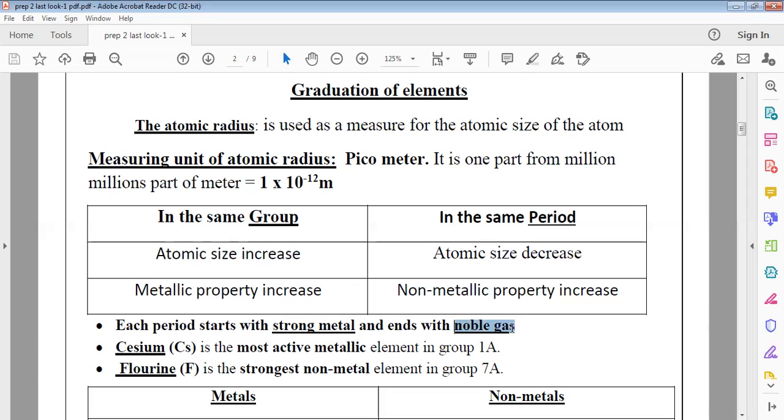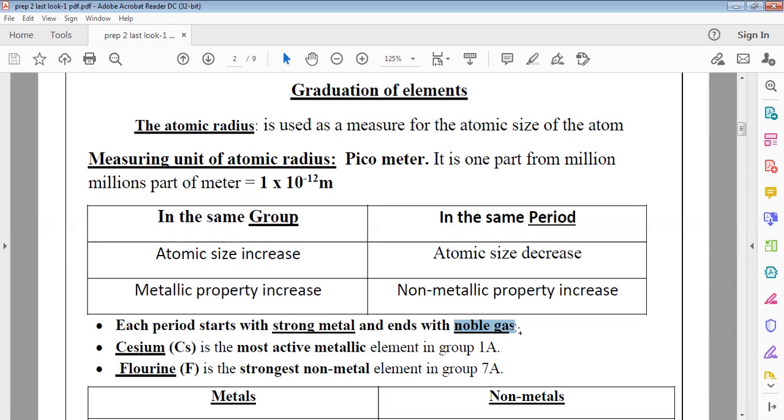Can someone remind me, what is the first group in the modern periodic table, which was group 1A? Excellent. It has another name that we will say in the next lesson: alkali metal. It contains strong metals. So each period starts with a strong metal and ends with a noble gas. Noble gas means zero group. Okay? The most important elements in this lesson are cesium and fluorine.